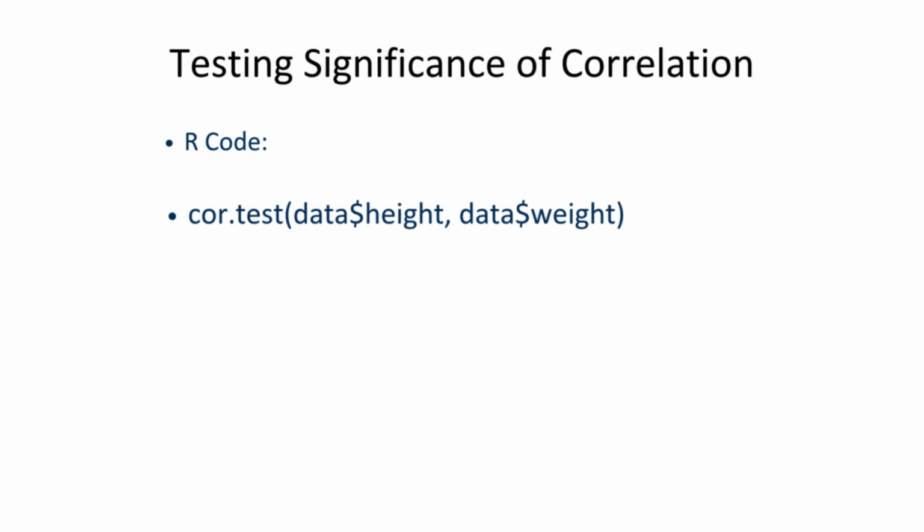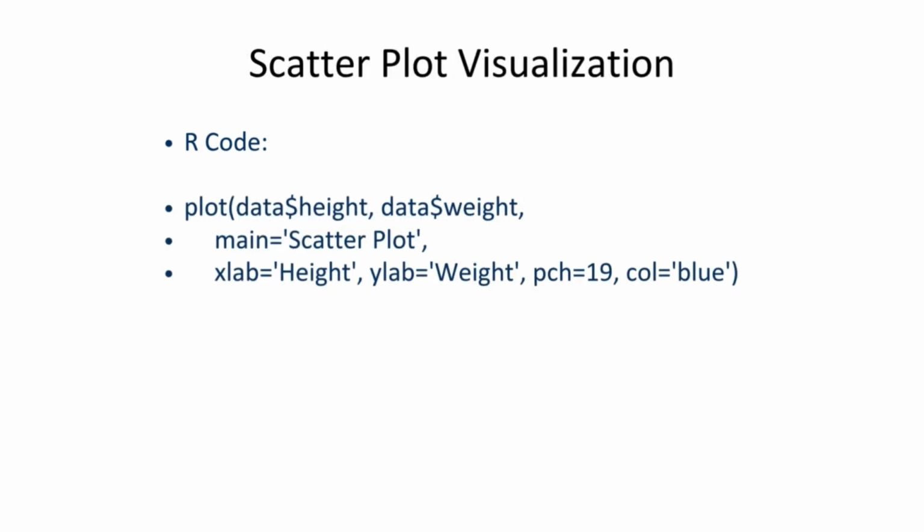To test whether the correlation is statistically significant, we use the cor.test function. This function gives us the correlation coefficient, the t-statistic, and the p-value. If p < 0.05, the relationship is statistically significant. A scatter plot visually represents the relationship between two variables. In R, the plot function helps us draw it. The pattern of points gives an immediate sense of the direction and strength of the relationship.